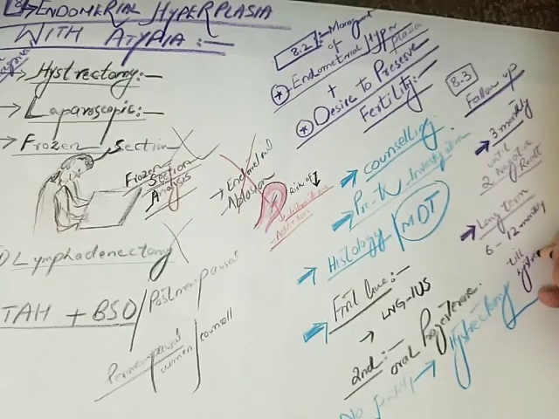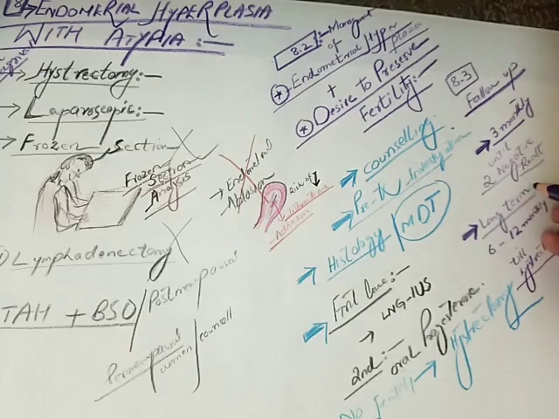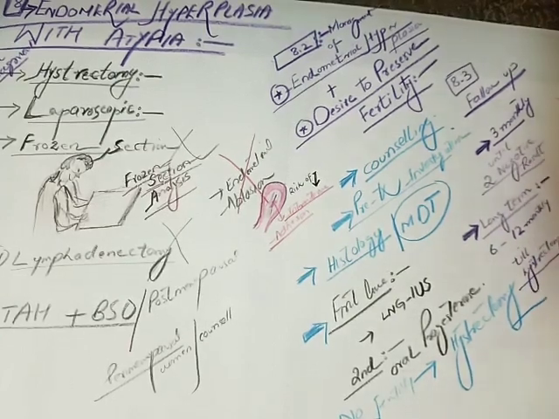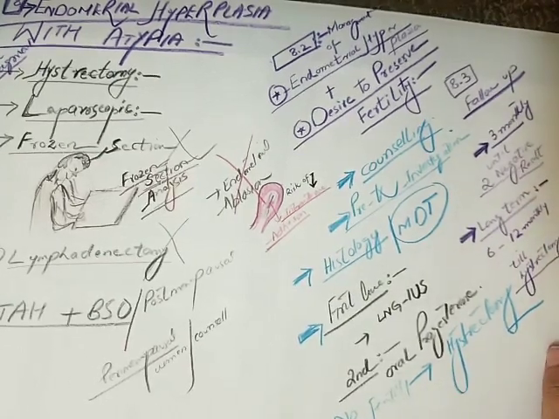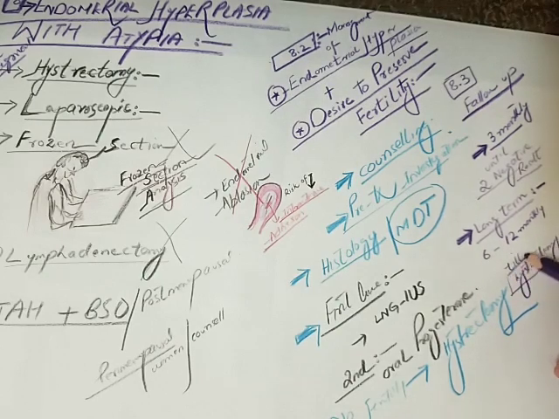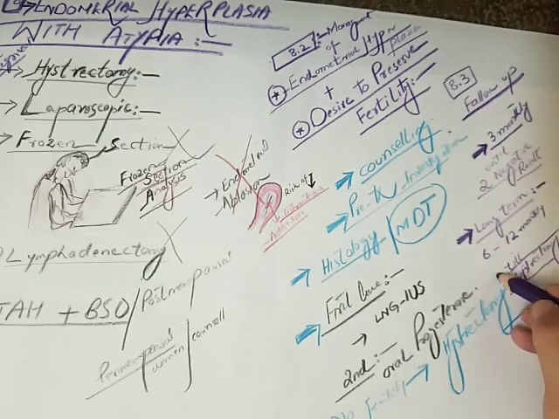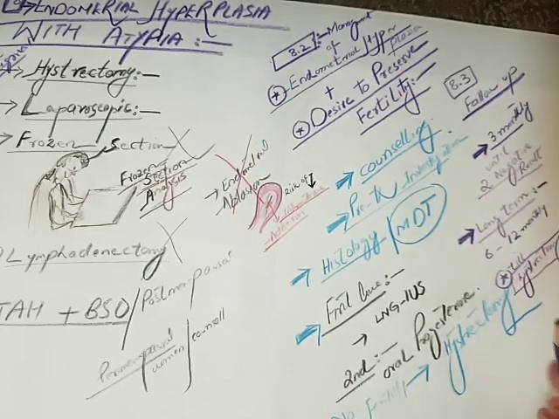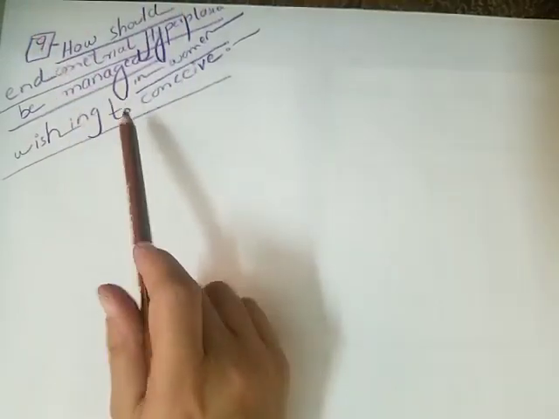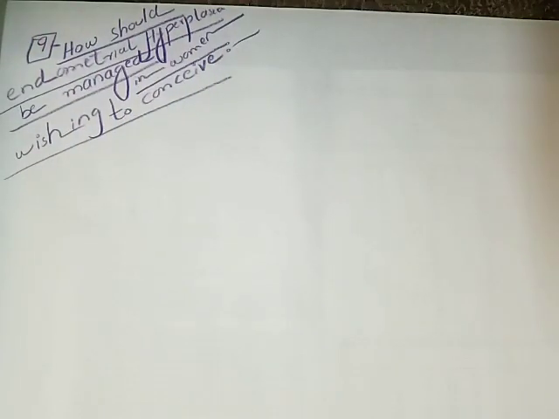And definitely if any sample shows endometrial hyperplasia with atypia again, then we have to discuss the choices with the woman and preferably go for hysterectomy because of the increased risk of endometrial cancer. Now there are certain groups of women who wish to conceive. How should endometrial hyperplasia be managed in a woman wishing to conceive?